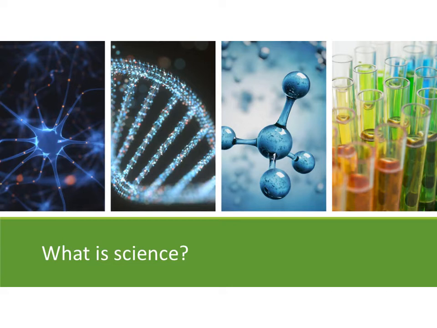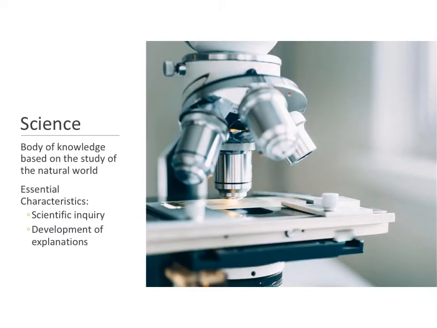All right. So I have my slide here to start off with what is science. I'm going to refer back to the flowchart that we just made. So science, it's the culmination of those scientific practices, the nature of science, and the body of knowledge. If we're looking for a more formal definition of science, it's our body of knowledge based on the study of the natural world. And so some essential characteristics is scientific inquiry.